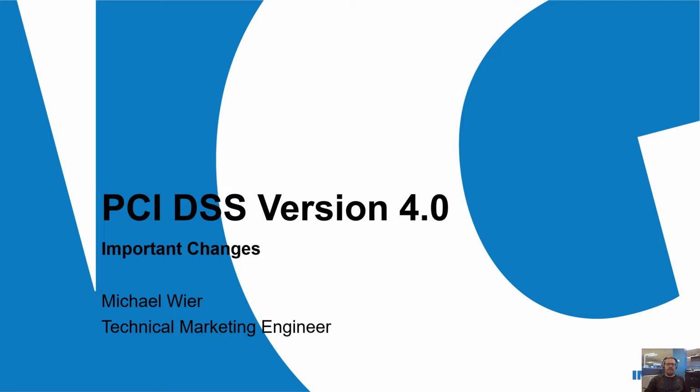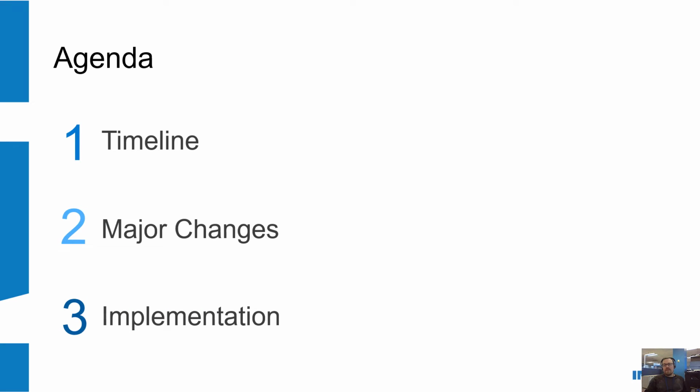Today we're going to talk about the changes to PCI DSS coming through for version 4.0. Just a couple of sections today. First we're going to talk about a timeline of the changes, and we're going to talk about the major changes and some implementation on top of them. So first let's look at the timeline.